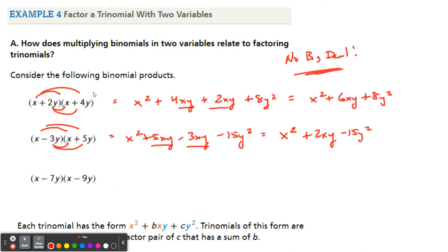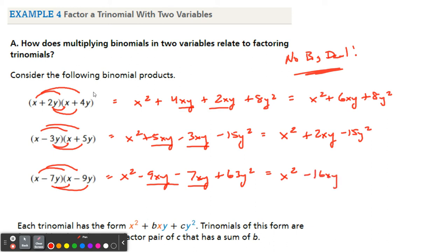And again, down here, same thing. The double negatives, who cares? X to both parts, x squared minus 9xy. Negative 7y to both parts, negative 7xy. And then a negative times the negative is a positive 63, and y times y is y squared. Combine your middle terms. X squared, negative 9 and negative 7 is negative 16xy. And then the positive 63y squared comes.